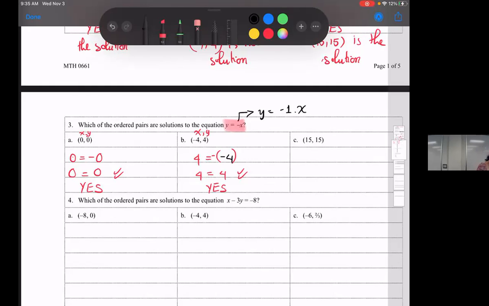What about 15? Yes, so y is 15, and x is -15. So no.